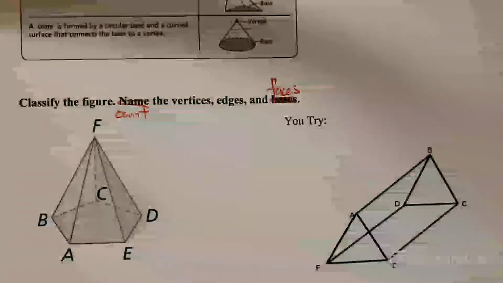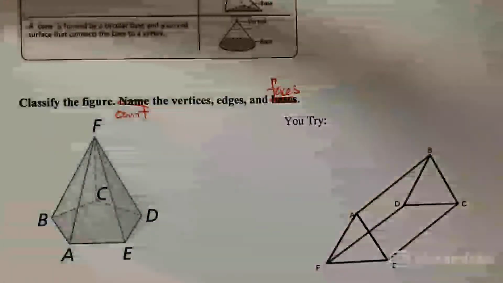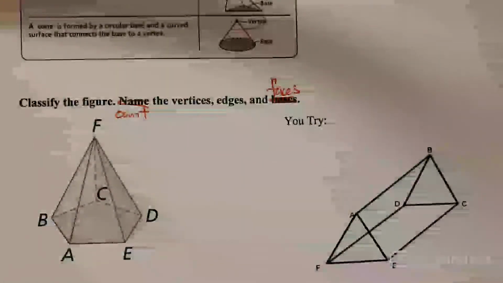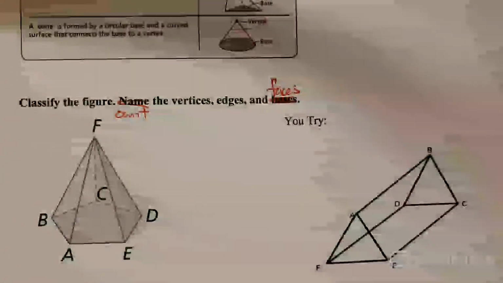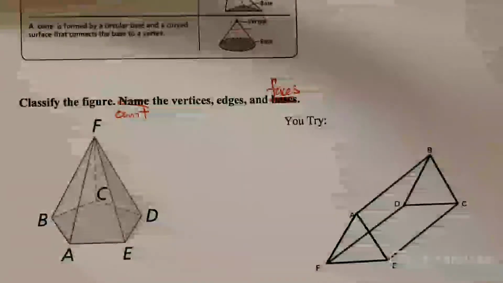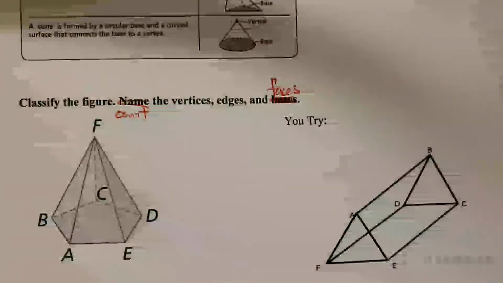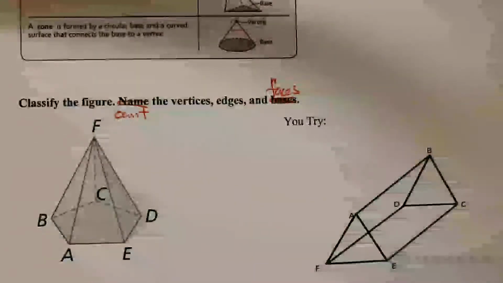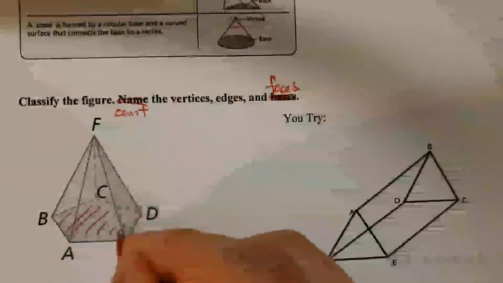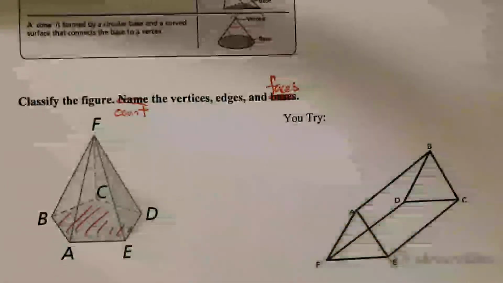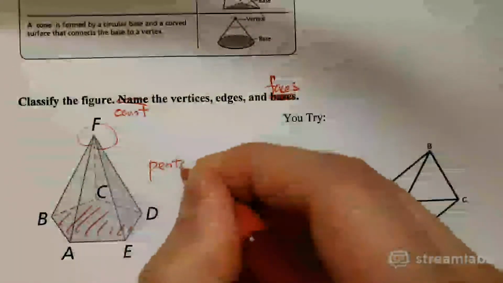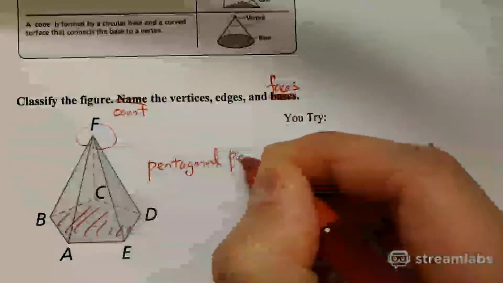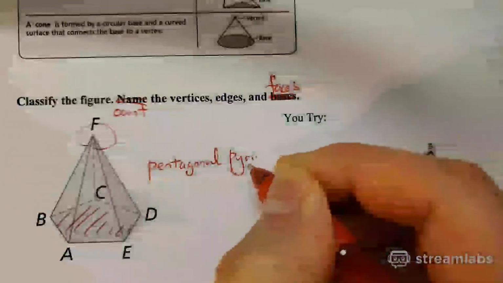So you have to look at the base first, right? What shape is the base? Pyramid is correct. Okay. This is a pentagon, right? Pentagon. So pentagonal, and it's a pyramid because it converges. So we call this a pentagonal pyramid. Pyramid, right?